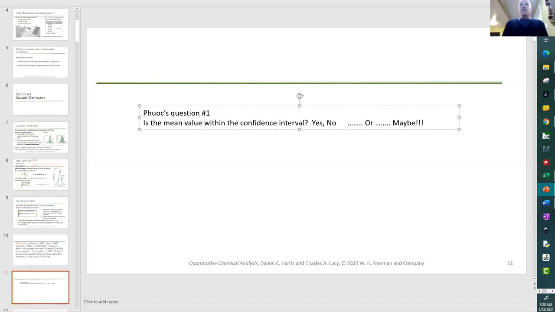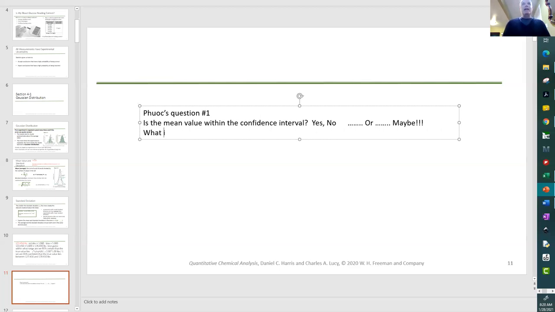We're 95% confident that it is. Okay, so yes, no, or maybe? Maybe. Exactly right. Okay, cool. So, Fook, does that help? Yes, sir. No, it doesn't help.